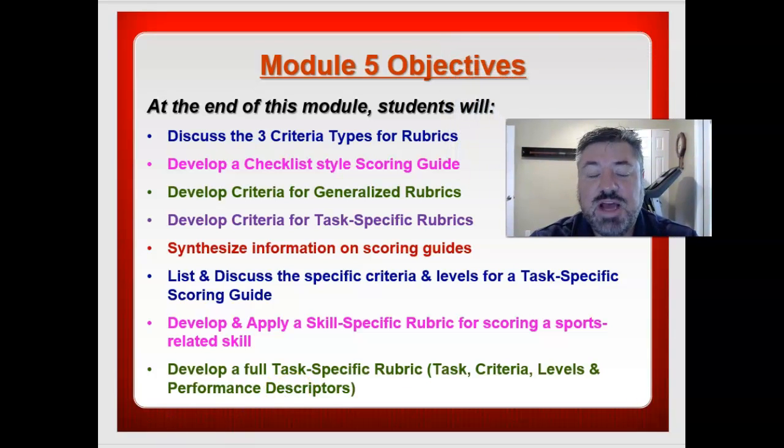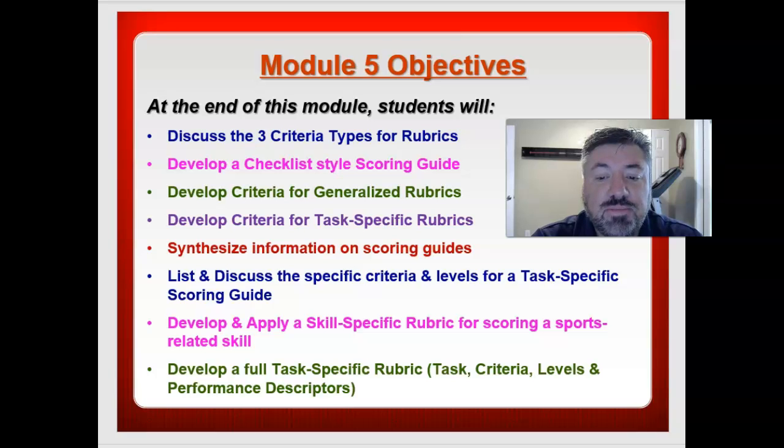All right, at the end of this module, which is Chapter 4, you will, as a student, be able to discuss the 3 criteria types for rubrics and scoring guides, develop a checklist style scoring guide, develop criteria for generalized rubrics, develop criteria and levels for task-specific rubrics, synthesize information on scoring guides to complete an assessment. You will be able to list and discuss the specific criteria and levels for a task-specific scoring guide.